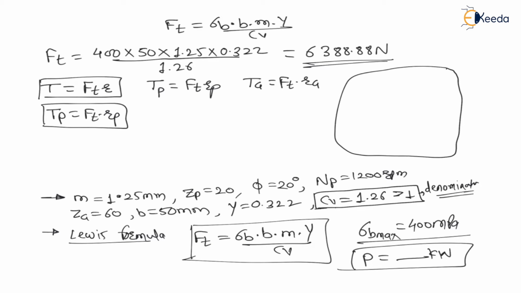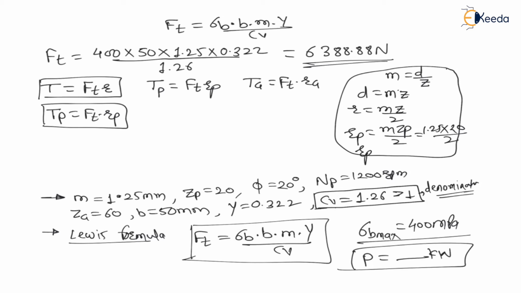See, we have the formula for module. Module is nothing but diameter divided by number of teeth. Therefore, diameter is equal to module times number of teeth. Here, instead of T, we are using Z for number of teeth because T is already used for torque, right? Therefore, diameter is equal to module into number of teeth. Therefore, radius will be equal to module into number of teeth divided by 2. Therefore, radius of pinion will be equal to m zp divided by 2, which will be equal to 1.25 into number of teeth on pinion, 20, divided by 2. Now solve this. You will get radius of pinion as 12.5 mm.